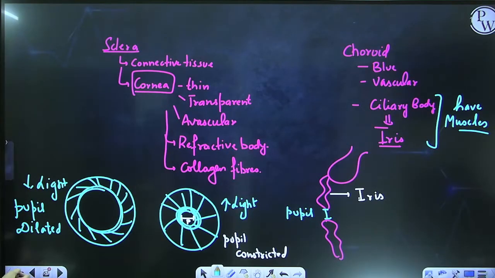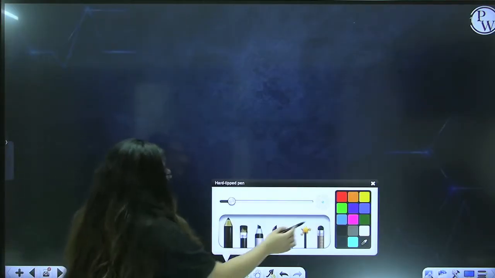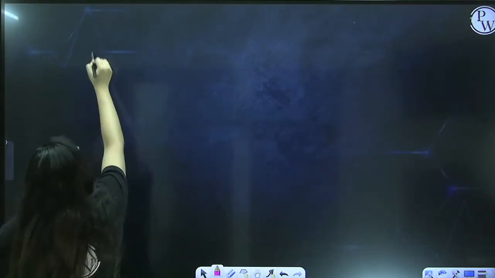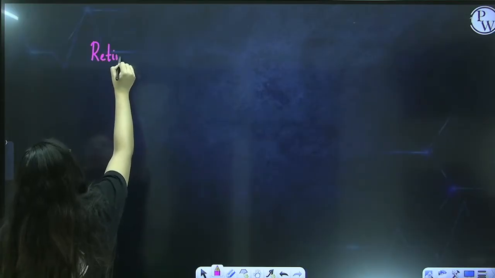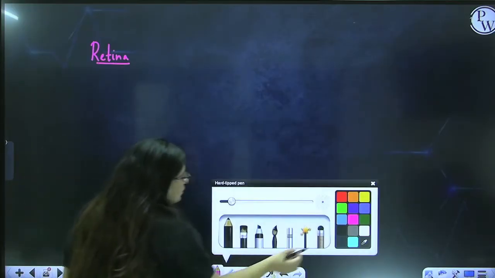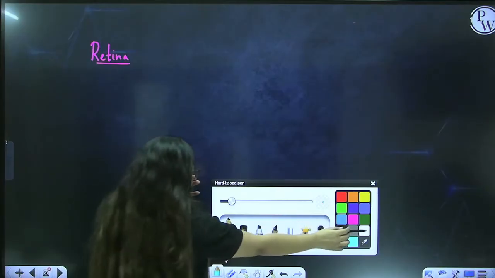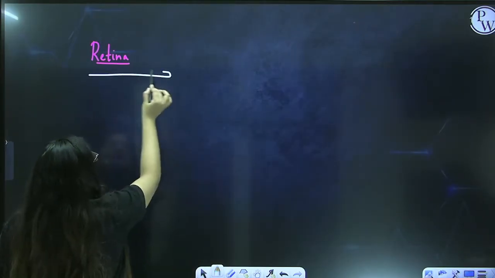Let's talk about your retina. Let's start with the retina, guys. Okay, so let's draw the retina first. First of all, imagine this is sclera. This layer is sclera.